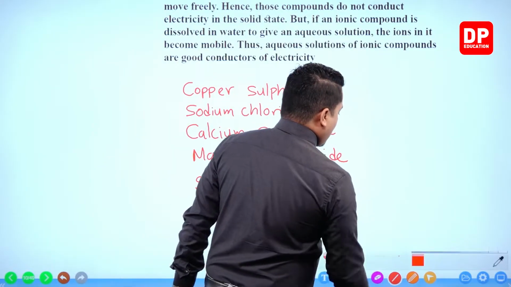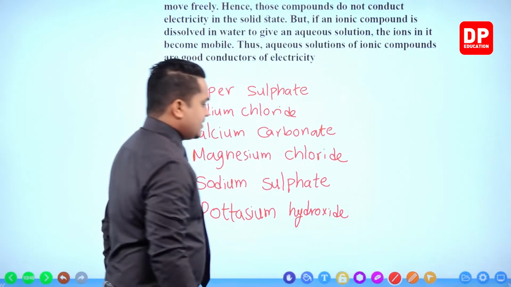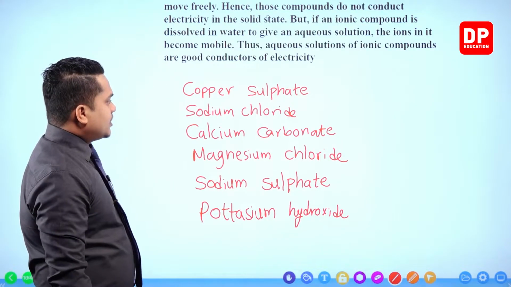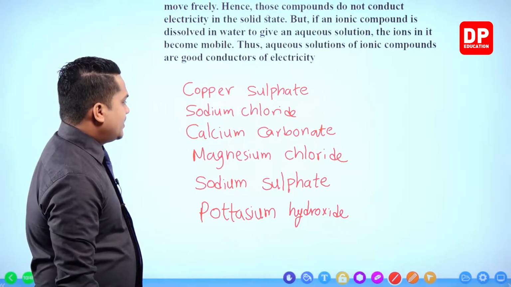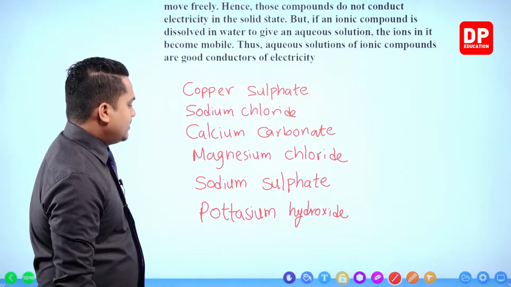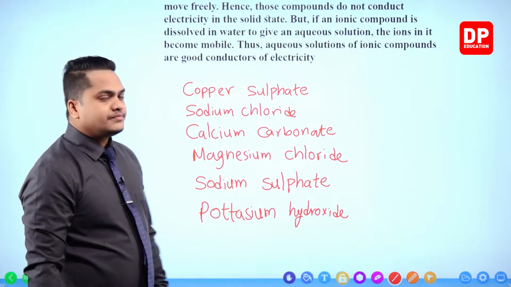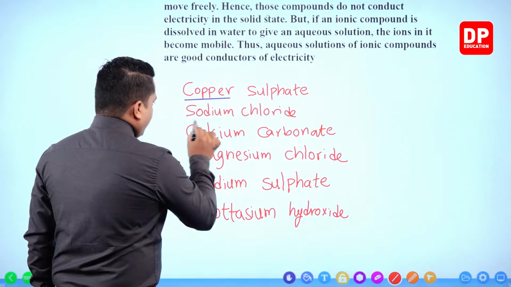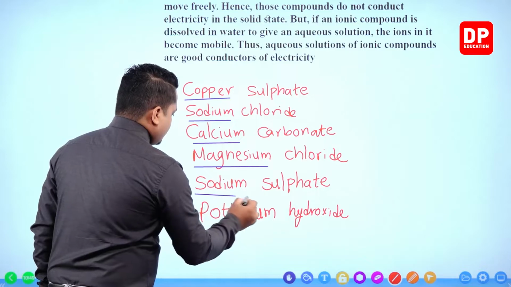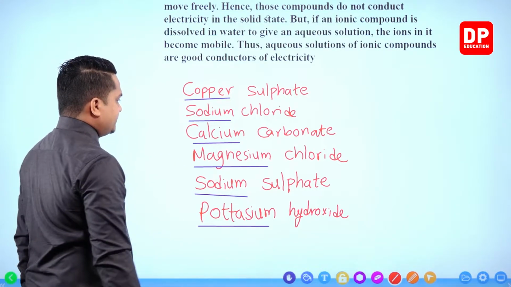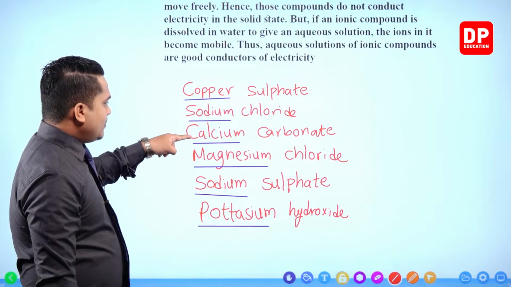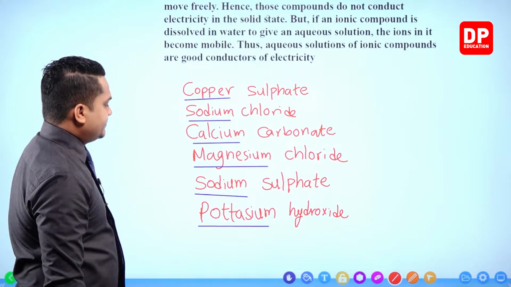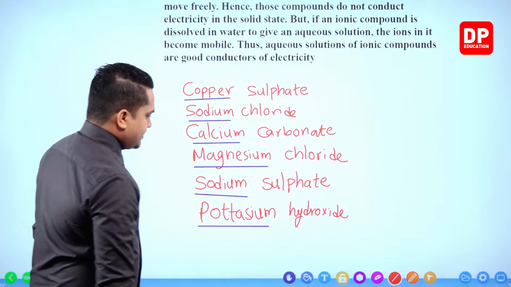When you check these chemicals, now these are several chemicals, my dear children: copper sulfate, sodium chloride, calcium carbonate, magnesium chloride, sodium sulfate, potassium hydroxide. If you check these substances, which I am going to underline over here: copper, sodium, calcium, magnesium, again sodium and again potassium. So let's erase this thing.